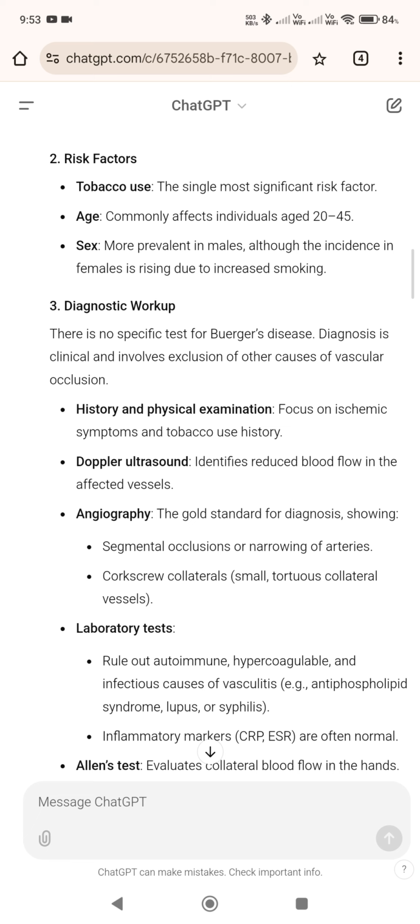3. Diagnostic workup. There is no specific test for Buerger's disease. Diagnosis is clinical and involves exclusion of other causes of vascular occlusion. History and physical examination. Focus on ischemic symptoms and tobacco use history. Doppler ultrasound identifies reduced blood flow in the affected vessels. Angiography, the gold standard for diagnosis, showing segmental occlusions or narrowing of arteries. Corkscrew collaterals, small, tortuous collateral vessels.